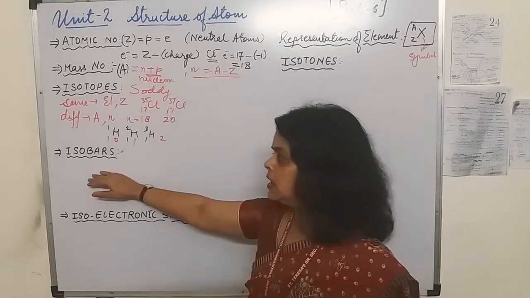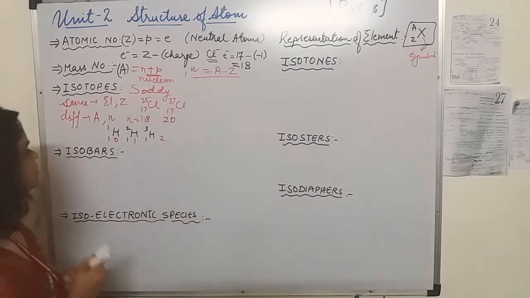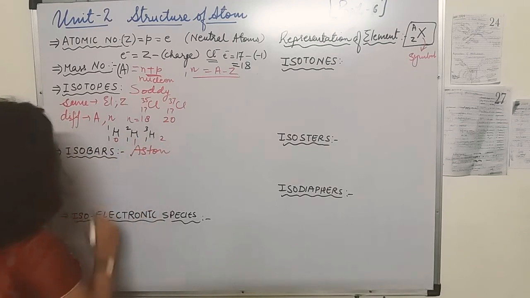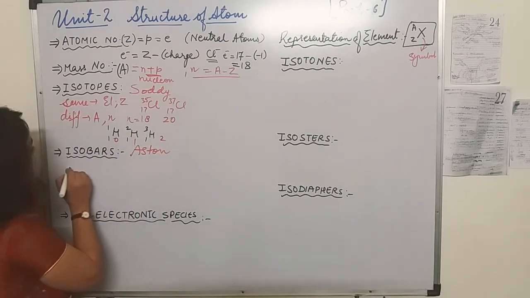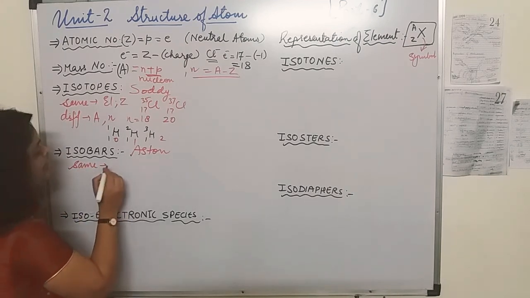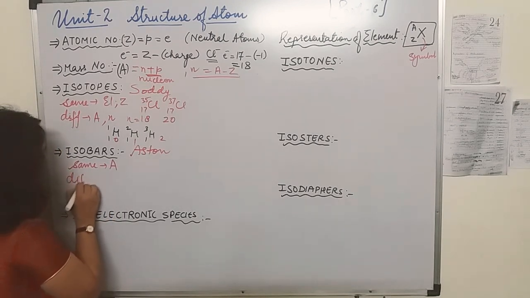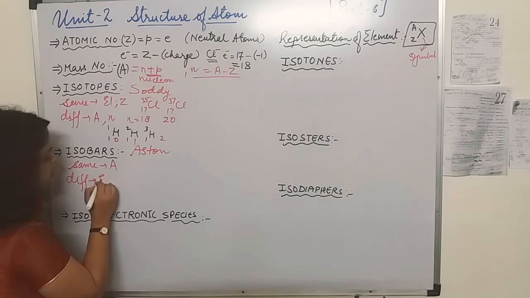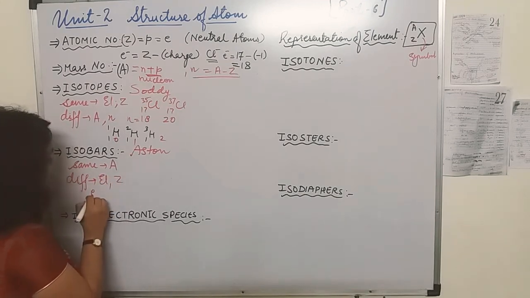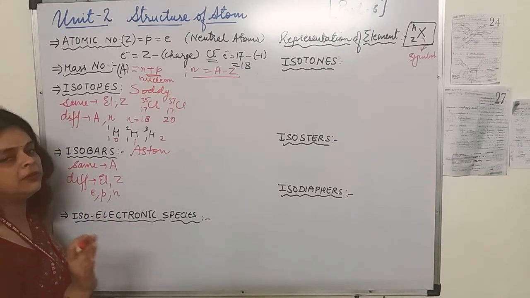Now let's move on to the isobars. Students, isobars were given by Aston. The scientist Aston explained them. Now isobars have only one thing the same: the mass number. Otherwise all the values are different. They have different elements, different atomic numbers, different numbers of electrons, protons and neutrons, everything will be different.